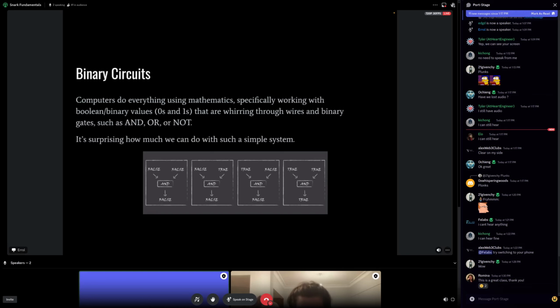For binary circuits, I've got an example AND gate in the presentation, and I've got the 4 ways in which we can fill out an AND gate. The top 2 arrows represent the input wires, and the bottom wire is the output wire. Those are the 4 ways we can use an AND gate. We're actually going to sketch some of these out, so I'm not going to dwell on that too much right now.